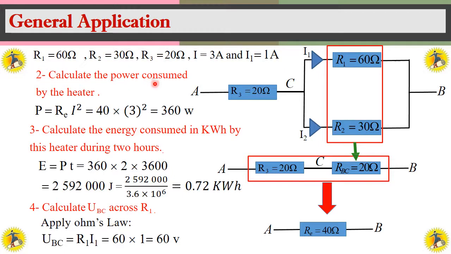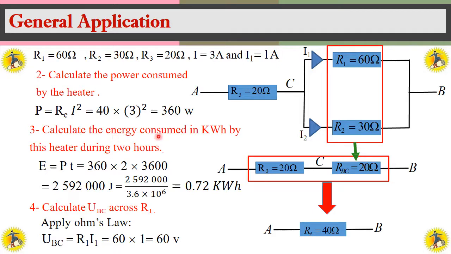Calculate the power consumed by the heater. Okay. We have the R equivalent and we have the total current. So we will use the formula P equals R I square, 40 times 3 square, and we will get 360 watt.